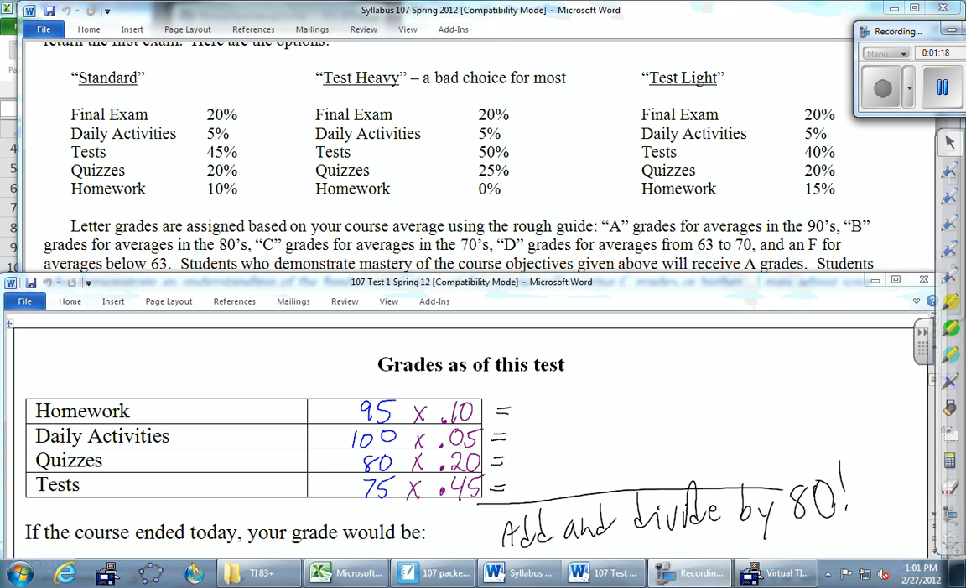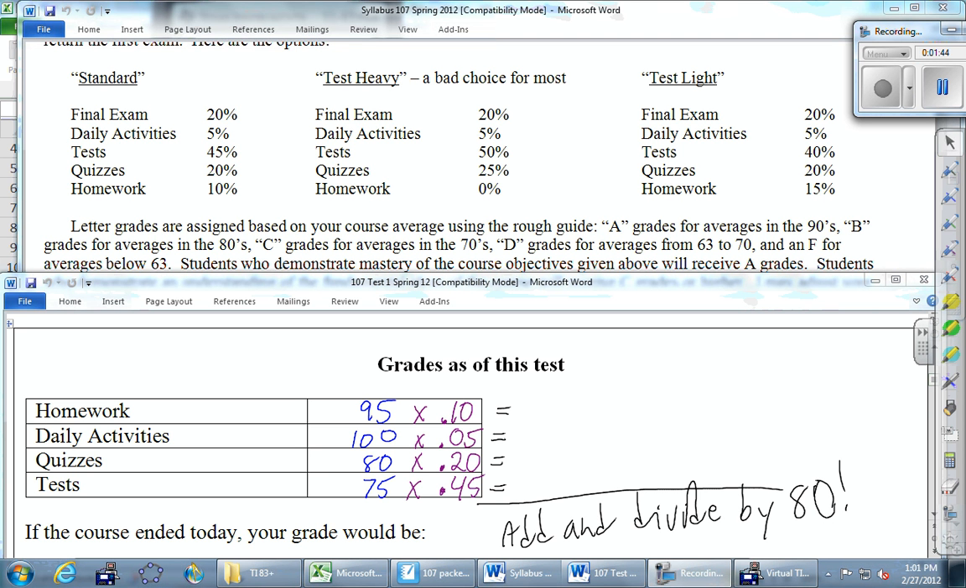To calculate your current average, the number I wrote at the bottom, I assumed you are going with the standard grading option. The homework, which you can see in the standard option is 10%. You take that homework number and multiply it by 0.10. You write all the percentages there in purple from the standard option. You multiply all those across, so you get four numbers, and you add them up.